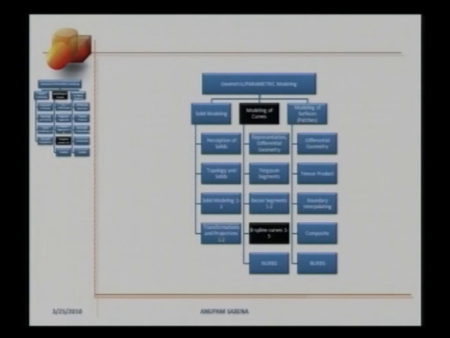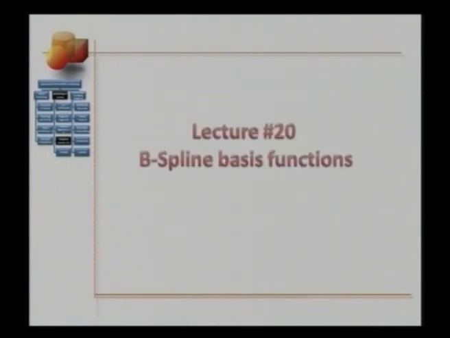And welcome again. We continue with our lectures on computer-aided engineering design. We continue with our discussion on B-spline curves and segments. This is lecture number 20. Today we'll discuss B-spline basis functions and how to construct them.